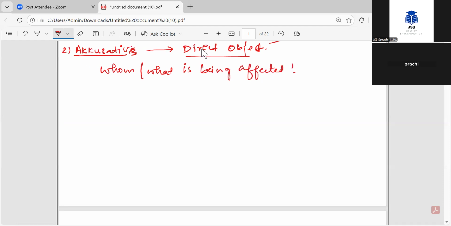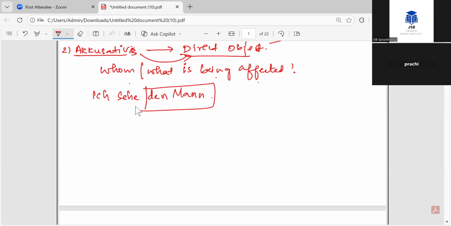Okay, so accusative is used only for direct object. Beispiel, ich sehe den Mann. Okay, whom or what is being affected. So I see the man. So who is affected? The man is the directly affected, right? This is direct object, accusative.